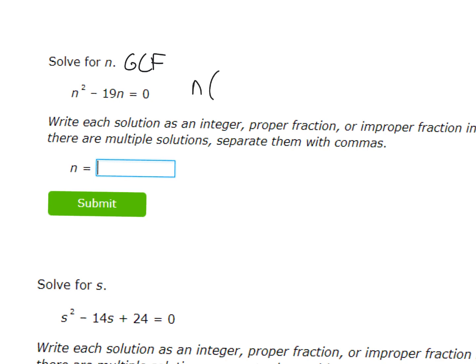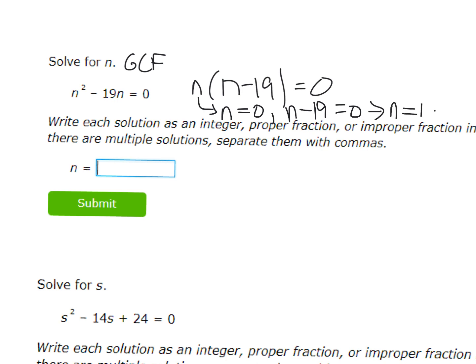If I GCF out an n, I get n times n minus 19 equals 0. That goes back to AA2, which we've done before. Now this is exactly like BB7. I have two terms multiplying to equal 0. The zero product property applies, and I can set them both equal to 0. First, n equals 0, and then n minus 19 equals 0. I add 19 over, and I get n equal to 19. So my answers are 0 and 19.